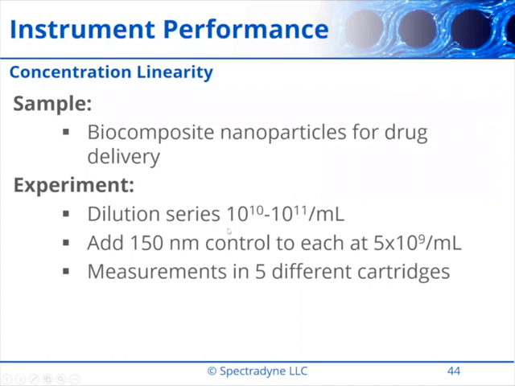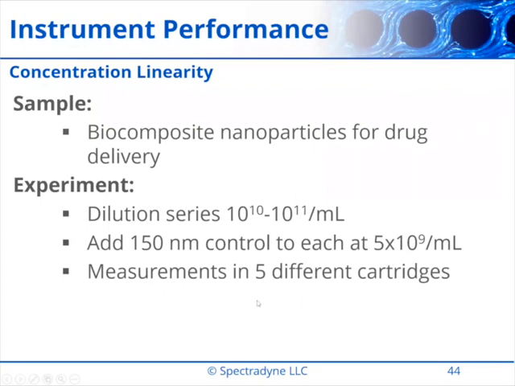This dilution series is from 10 to the 10 to 10 to the 11 particles per milliliter, so a higher concentration range than the others. The nanomedicine folks like to live at a higher particle density or particle population concentration. We did still add the 150 nanometer controls, and you'll see why. It shows a pretty powerful result.